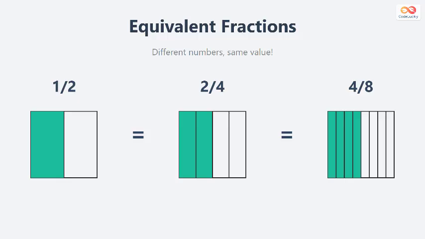Sometimes, different fractions can represent the same amount. These are called equivalent fractions. For instance, 1/2 is the same amount as 2/4, which is also the same as 4/8. Even though the numbers look different, the value or the amount of space they fill is exactly the same.